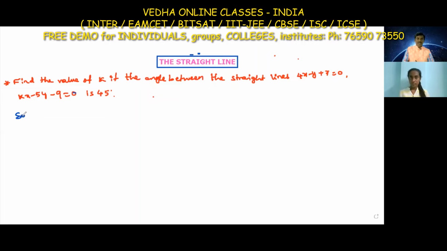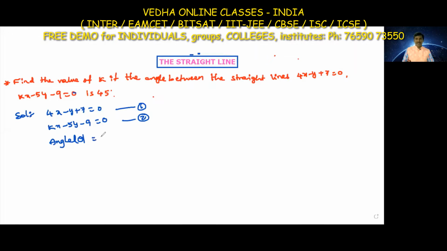Okay, so now the solution. I am taking the given equations. First, 4x minus y plus 7 equal to 0 is the first line, and the other equation, kx minus 5y minus 9 equal to 0, is equation 2. The angle is given, so angle theta is equal to 45 degrees.